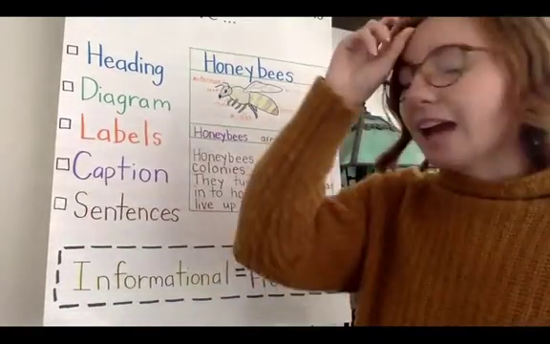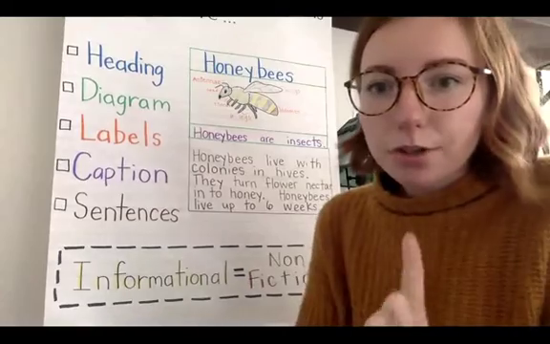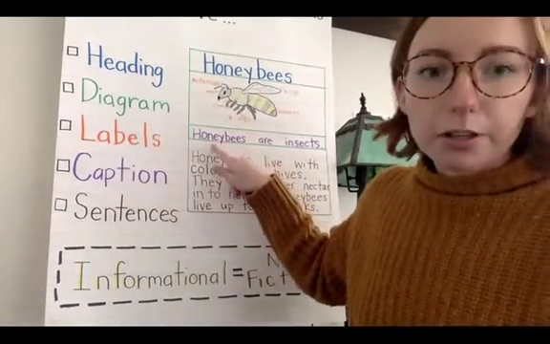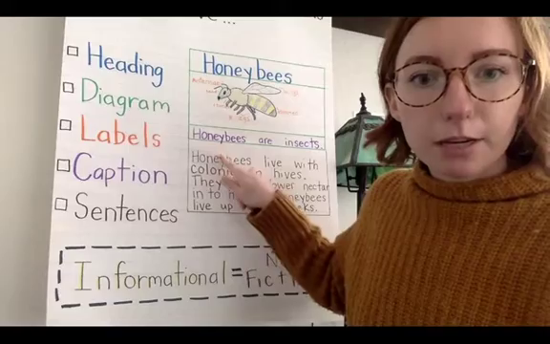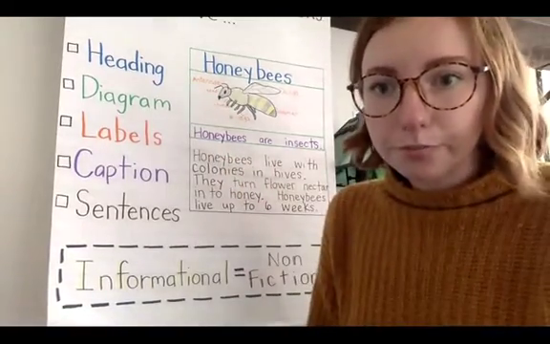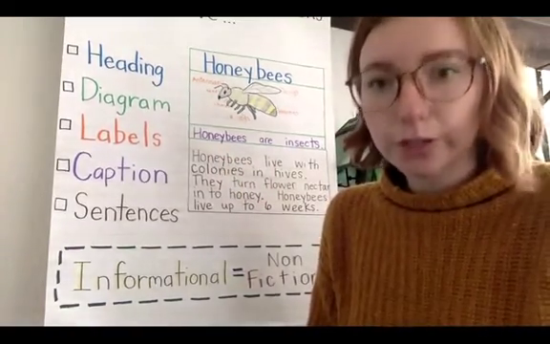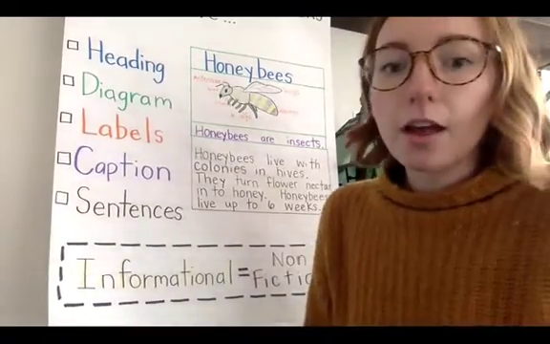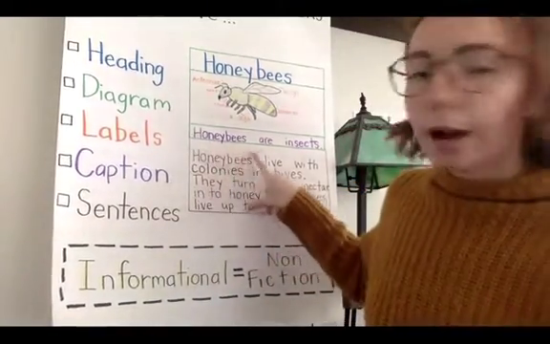Next, in purple, I have a caption. A caption is one short sentence to tell you what your book is going to be about. Honeybees are insects. Is that true? Is it short? Is it a whole sentence? Yes.